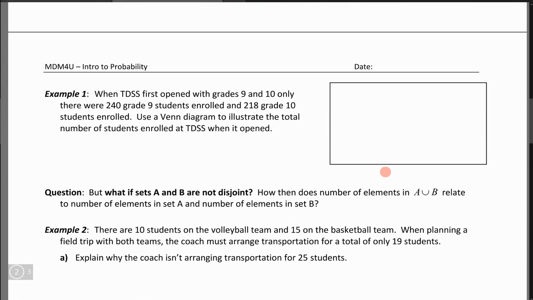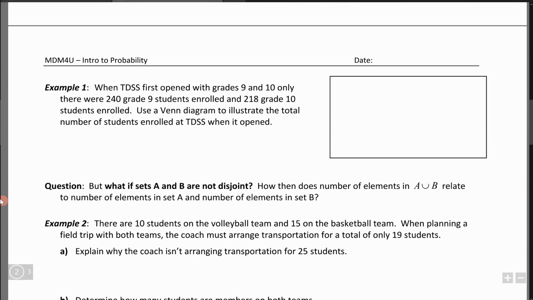Okay, let's go down to an example in drawing some Venn diagrams. So when TDSS first opened with grades 9 and 10 only, there were 240 grade 9 students enrolled and 218 grade 10 students enrolled. So use a Venn diagram to illustrate the total number of students enrolled at TDSS when it opened.